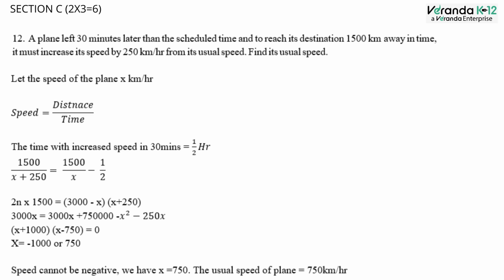So hence, on framing the equation, we get 1500/(x + 250) = 1500/x − 1/2. On taking LCM, we get 3000x = 3000x + 750,000 − x² − 250x. On further simplification, we get the x value to be −1000 or 750. Since speed cannot be negative, the x value will be 750. The usual speed of the plane is 750 km per hour.